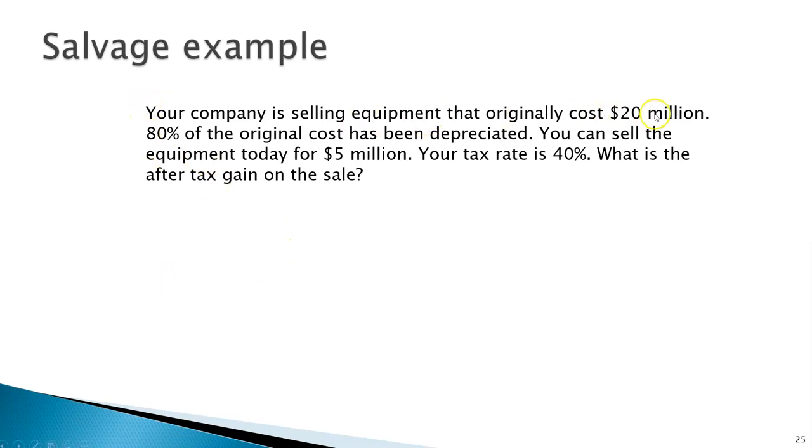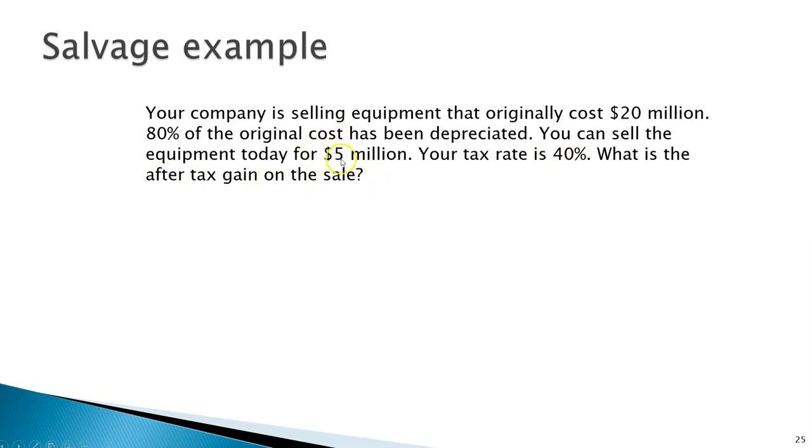Okay, so here's another example. It says your company is selling equipment that originally cost $20 million. That means that it went on the books at the beginning as $20 million, and this is the amount that I had depreciated to start with. Okay, 80% of the original cost has been depreciated. Well, that means that 20% of the original value is left, and that must be the book value. If I've depreciated 80% away, then what's left is 20%. You can sell the machine today for $5 million, tax rate's 40%. What's the after-tax gain on the sale?